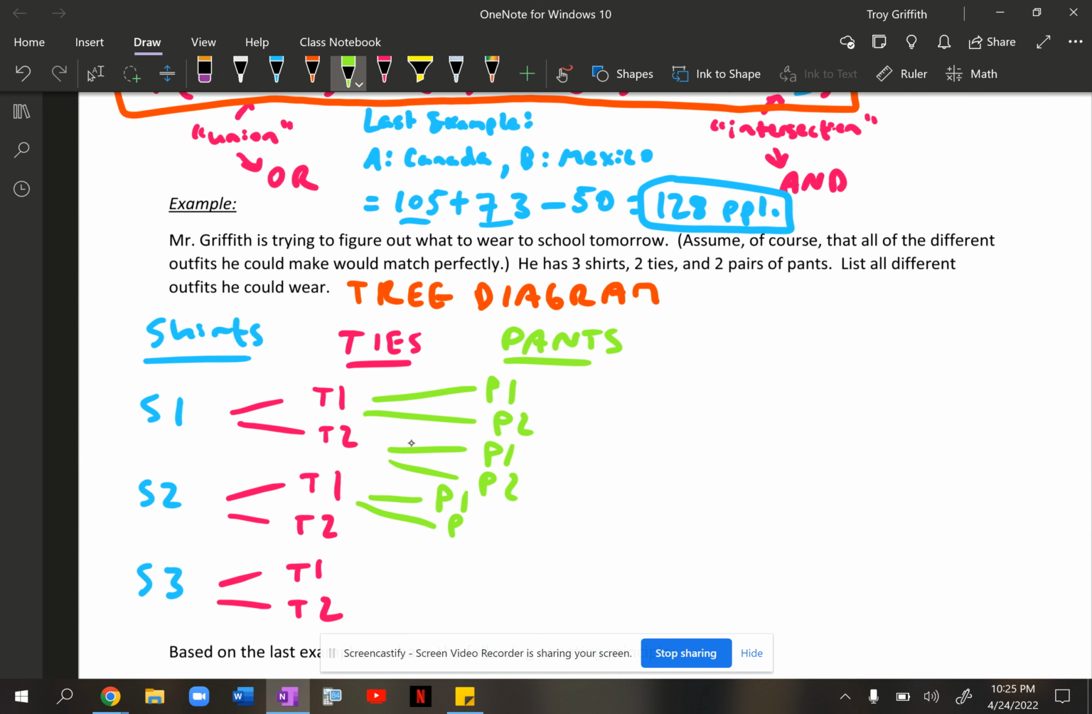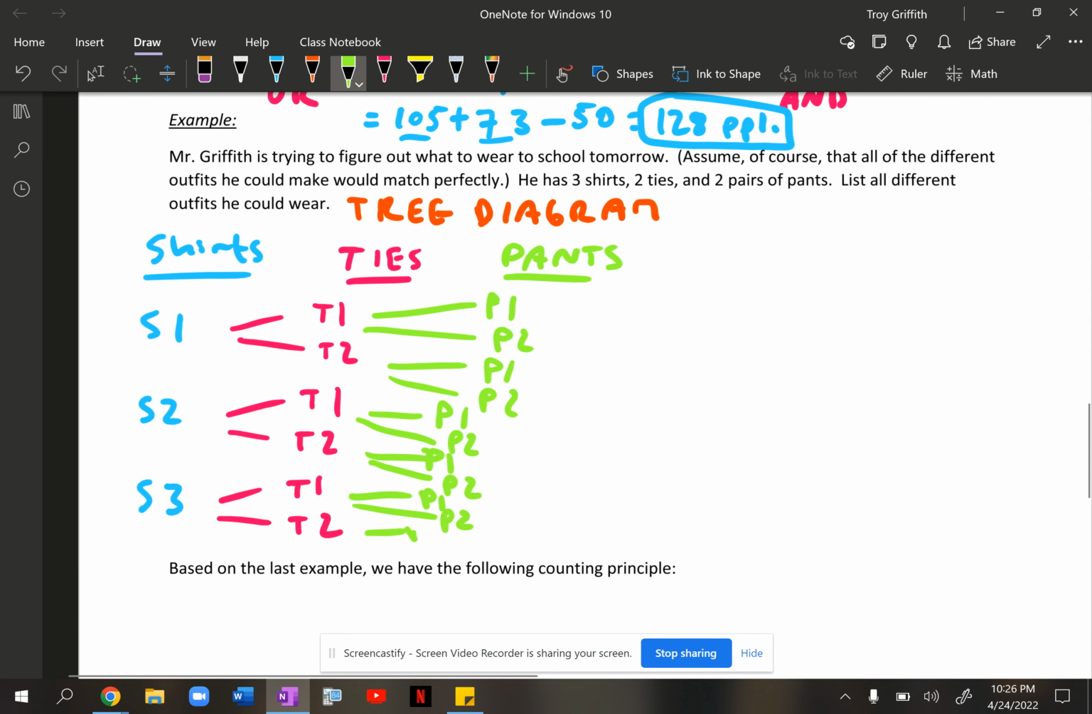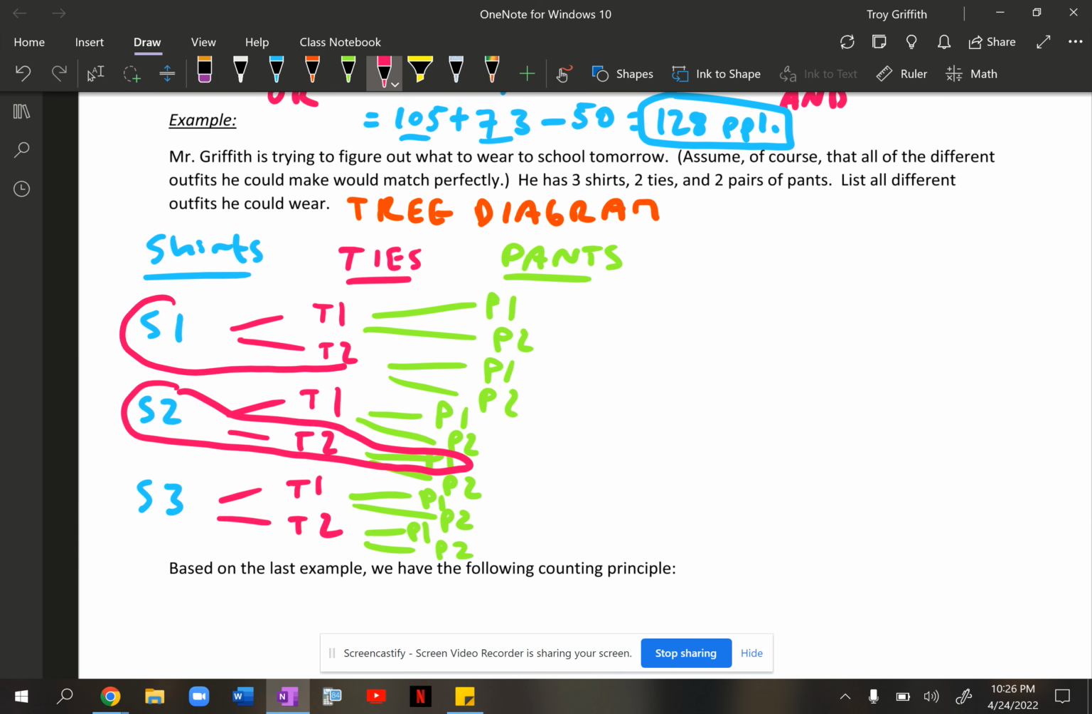Pant 1, pant 2, pant 1, pant 2, pant 1, pant 2, and last but not least, shirt 3, tie 2, pant 1, or shirt 3, tie 2, pant 2. Okay, so you can kind of follow the patterns here. We are listing out all of the possible outfits, because if I want to just pick an outfit randomly, I could do shirt 2, tie 2, and pant 1, for example. Or I could do shirt 1, tie 2, pant 2, for example.